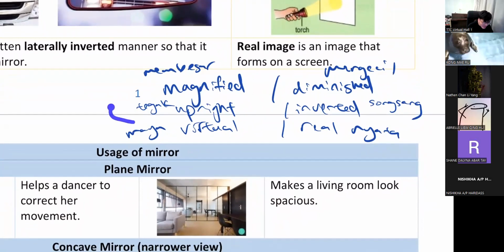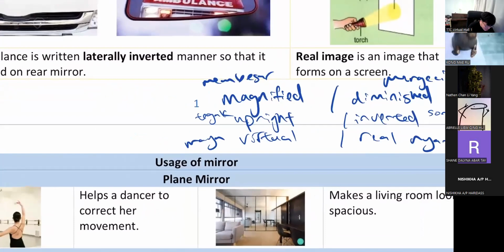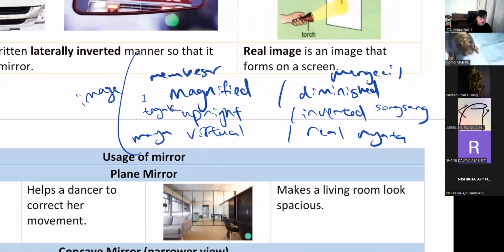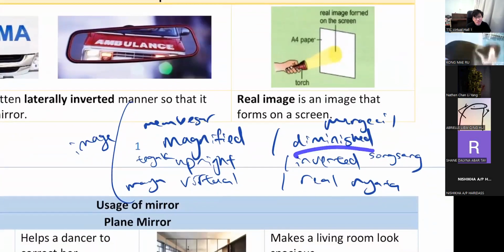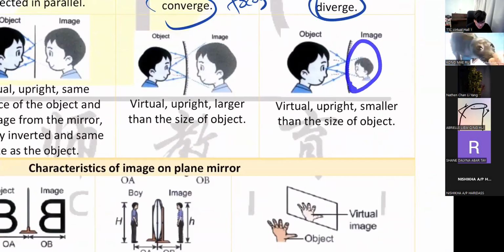Okay, right, guys. So there are 6 words that you need to know. We have 6 words to describe image. You know what is image? When you look in the mirror, you are the object. Inside the mirror is the image. So how do we describe image? Number 1, it's magnified, that means they become bigger. If you look in the mirror, you appear bigger like this. This is magnified. And then diminish means they become smaller. So they shrink.